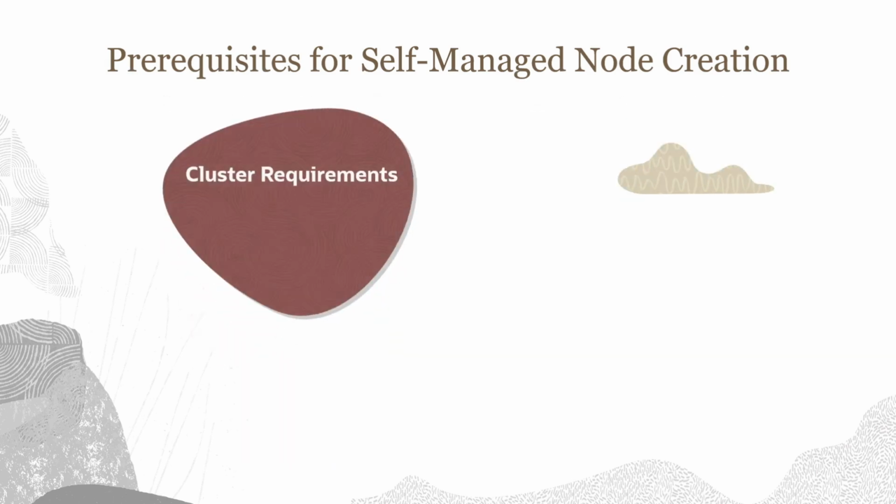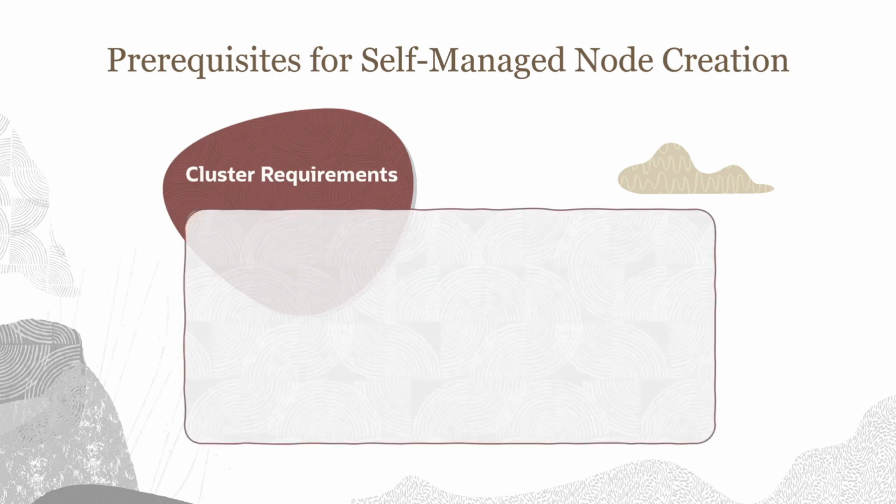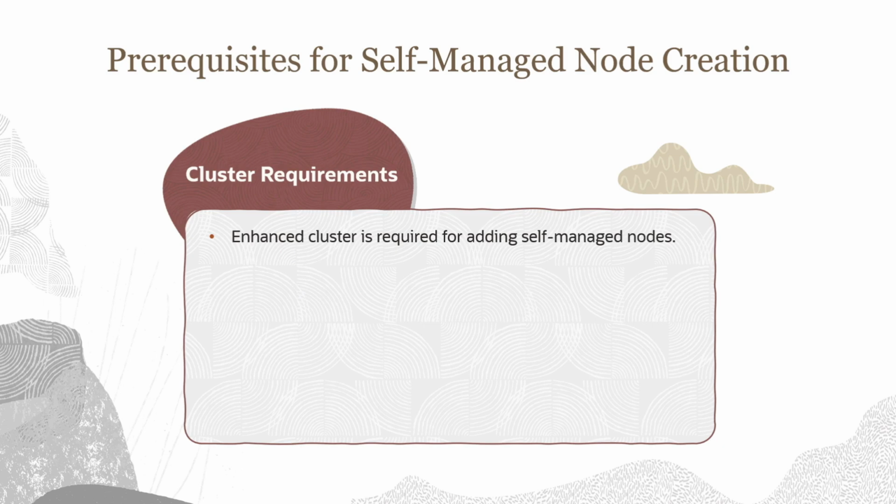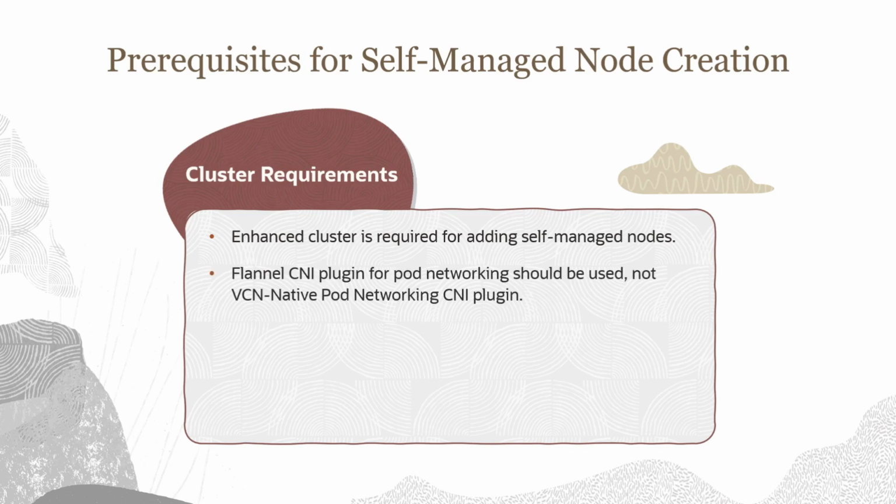Now, let's deep dive into the specific cluster requirements for adding self-managed nodes. To successfully integrate a self-managed node into your cluster, you must ensure that the cluster is an enhanced cluster. This is a crucial prerequisite for the addition of self-managed nodes. Make a note, the Flannel CNI plugin for pod networking should be utilized, not the VCN native pod networking CNI plugin. This ensures optimal pod networking for your self-managed nodes.